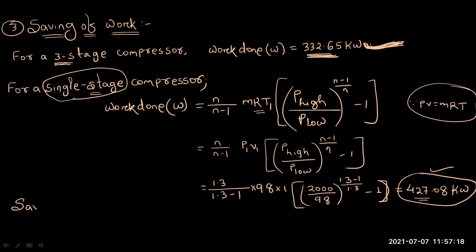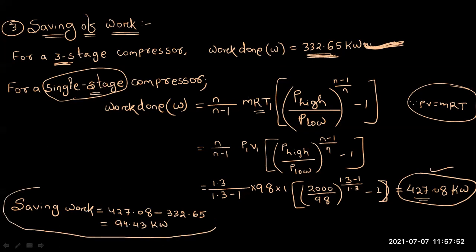So saving work in multi-stage compressor equals 427.08 minus 332.65, which is equal to 94.43. You can see 94 kilowatt. This much work we can save if we go for a multi-stage compressor.